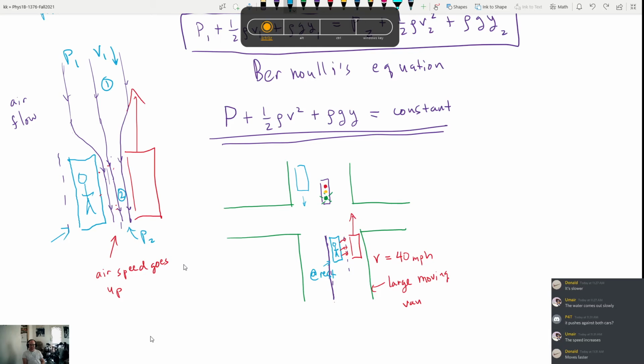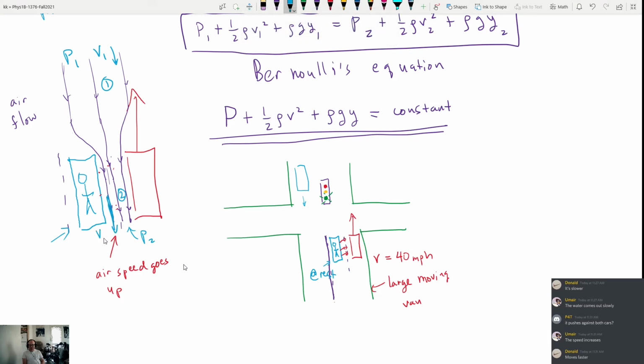God, it just gets so messy when I draw too many lines. But here, we'll just put it like that, V2. Okay, so out here, velocity is slow, right? When we look at Bernoulli's equation right here, we're not even going to worry about y1 because the elevation is going to be the same in both cases. Do you all agree? Same elevation, all the air's on the ground, basically, right?